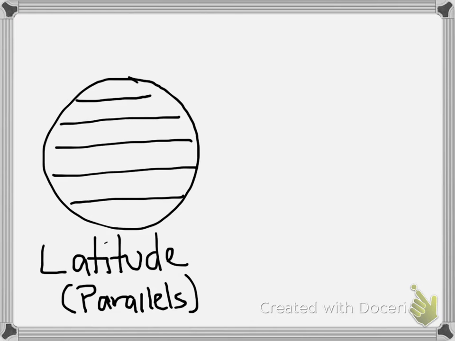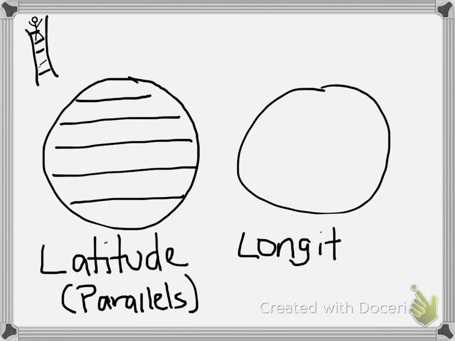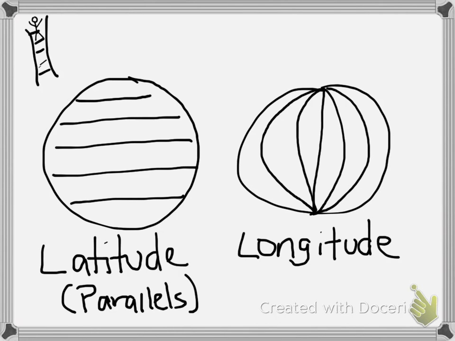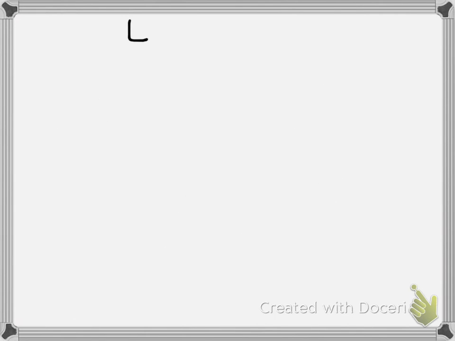In order to find an address or coordinates on Earth, you need to know that there are lines of latitude, or parallels. They are imaginary lines that go across the Earth. And I remember this because they're like the rungs on a ladder. Latitude, ladder. There are also lines of longitude. Those run from north to south.